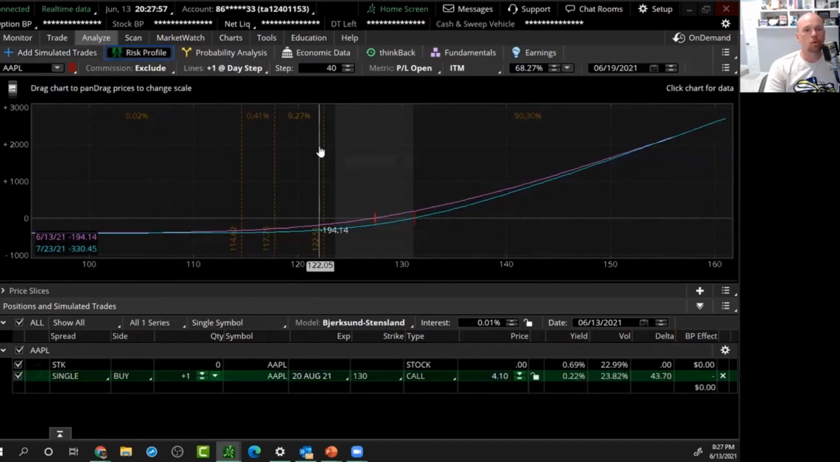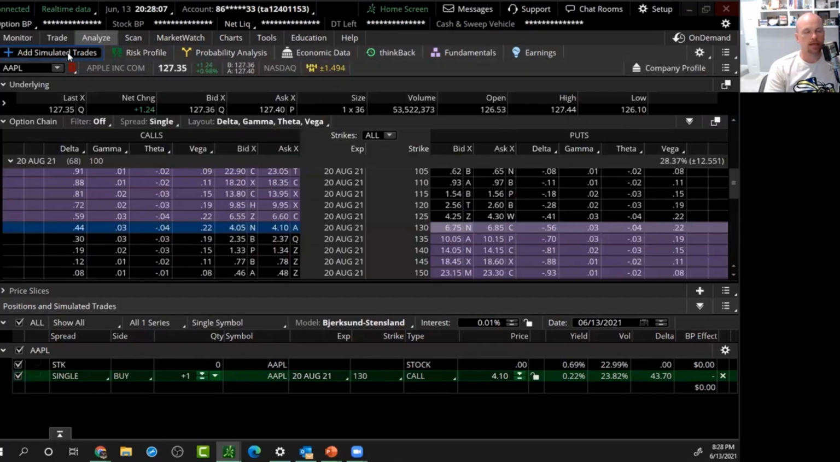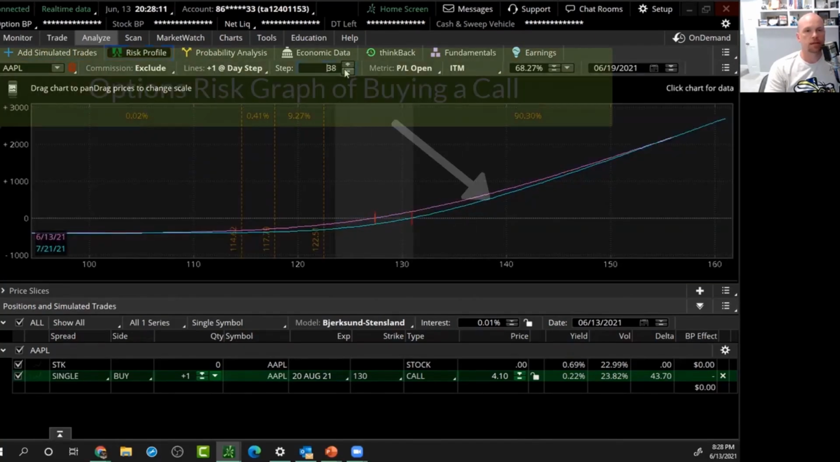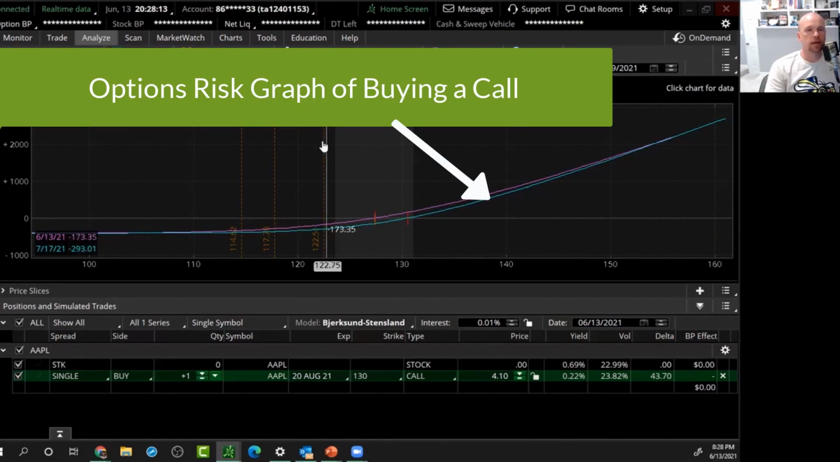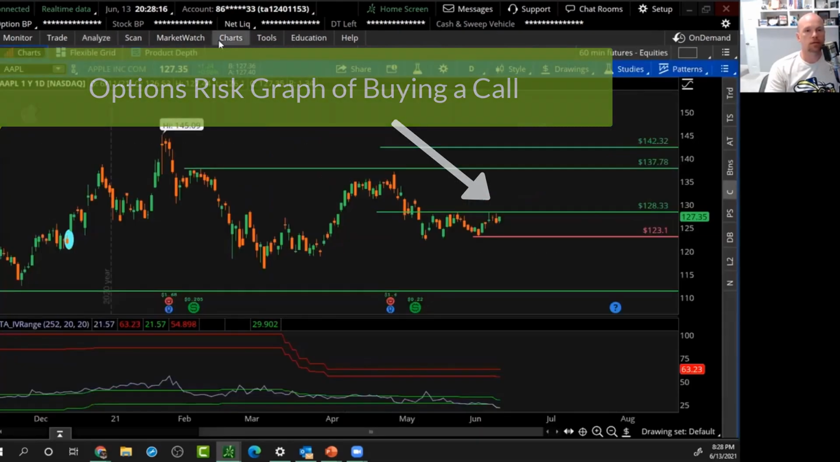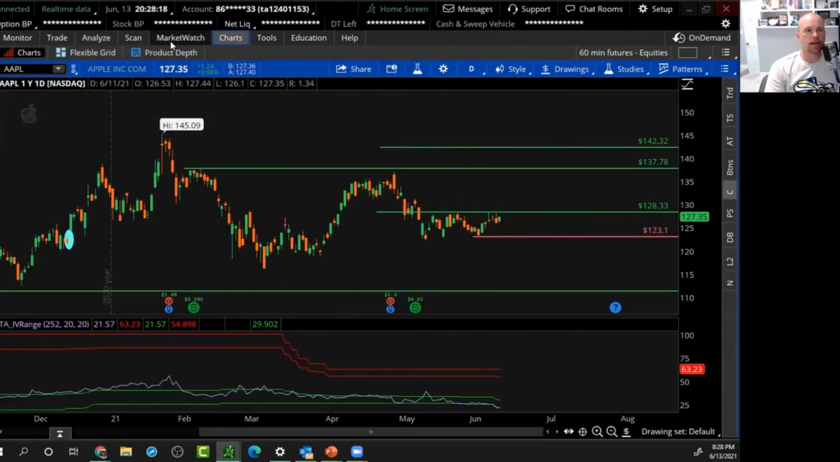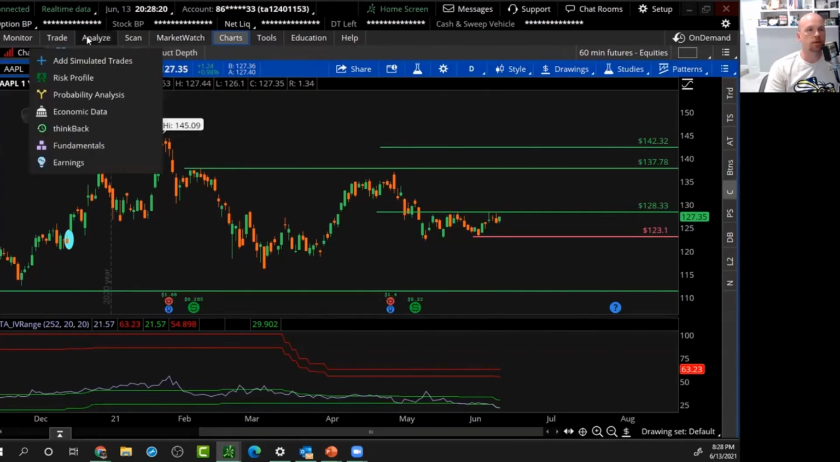And so when I look at this, let's see, this is a 68-day option. So I'm going to go out 68-day. Yeah, so let's go out 34 days. And let's look at our numbers. 123.10, 128.33.